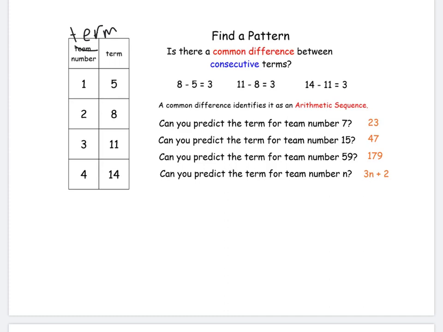You could be asked to find or to predict the term for a term number that's given. It wouldn't be so bad to continue the table and keep adding 3, say, to the 10th term. But if you look at the questions, it's asking you for term number 7, 15, and 59. Those would be a very long way to extend the table.